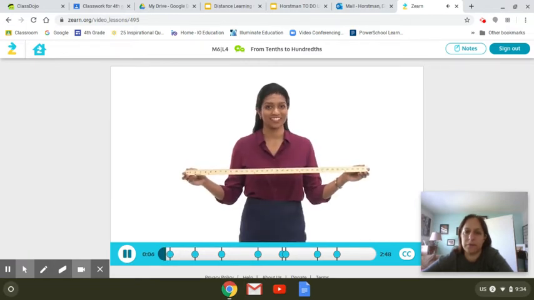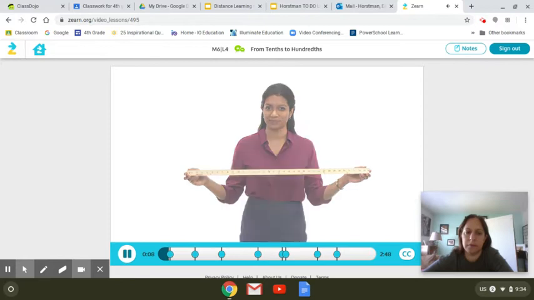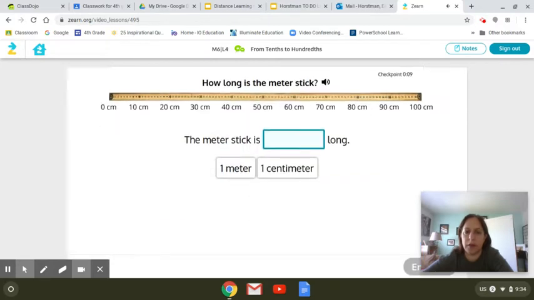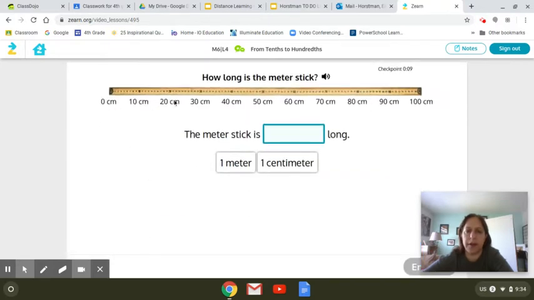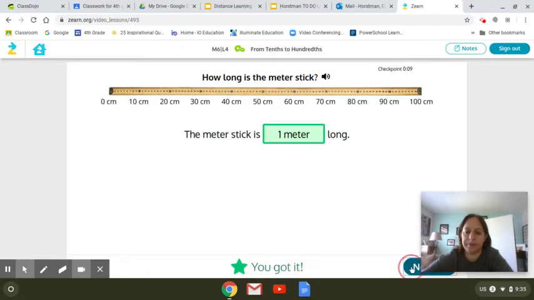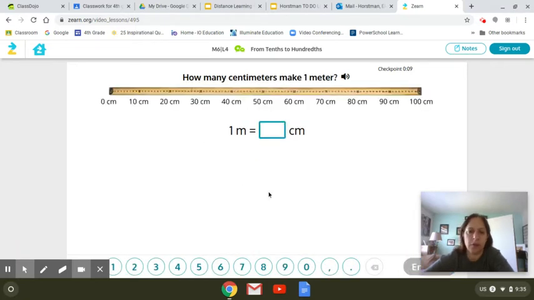This is a meter stick. What is its length? If we look at a meter stick, we're looking in centimeters, but if we look at the whole thing, how many centimeters do we have? 100 centimeters. But how long is that? It's a meter. So 100 centimeters is 1 meter. So 1 meter equals 100 centimeters.